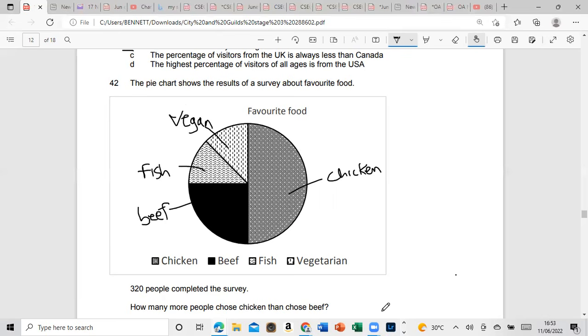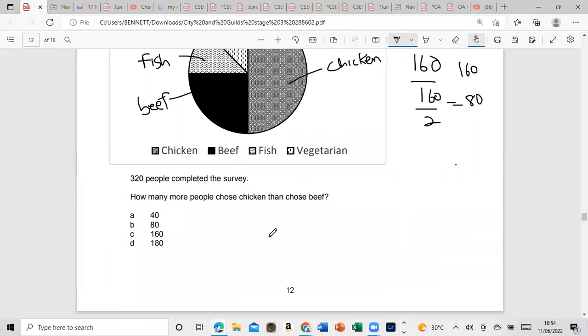So how many more people choose chicken than choose beef? That is a very easy question. It's a total of 220 people. Half of them choose chicken, which is very true. Beef is a quarter, so 80 is the answer. It should be half of this, which is 80.